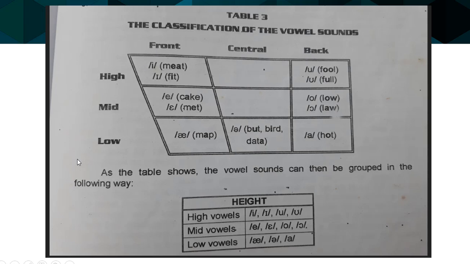When I say high front vowels, what are the high front vowels according to the chart? These ones, [i] and [ɪ]. High front, okay? If I say low central, what is the low central vowel? Can you tell me? Low and central is [ə], the famous schwa, okay?